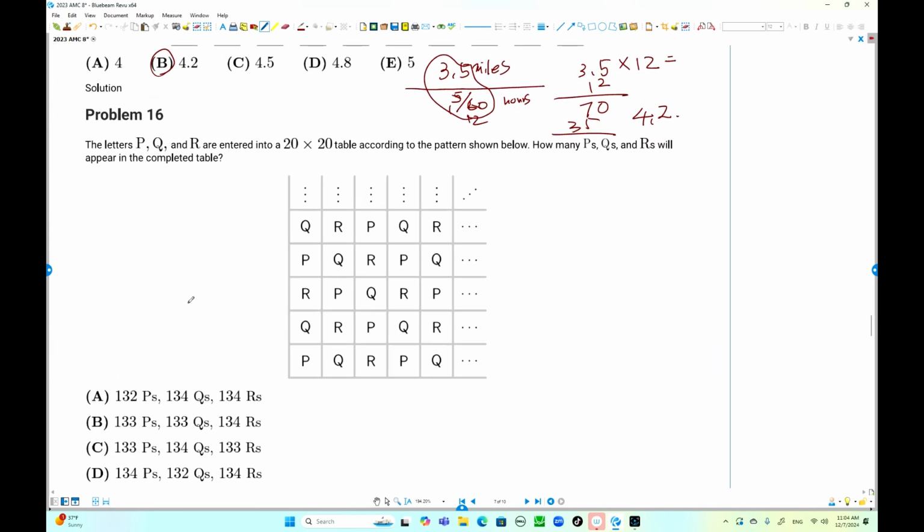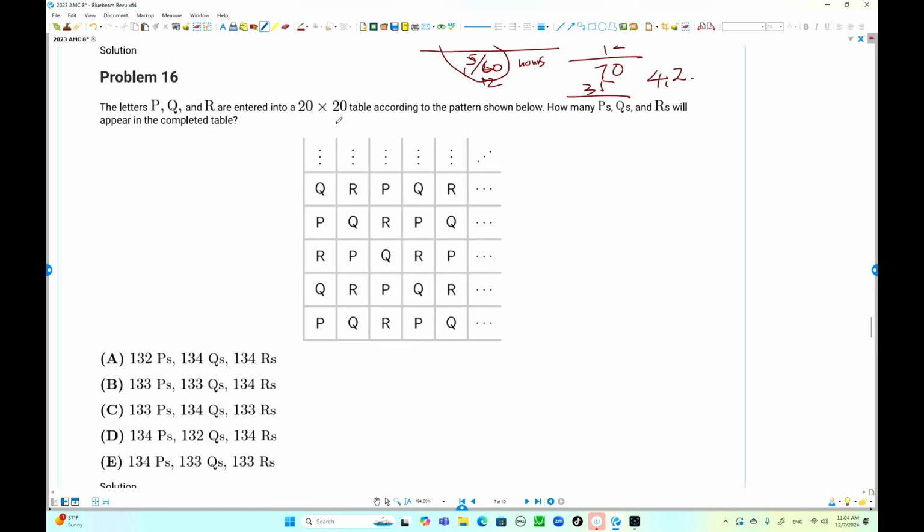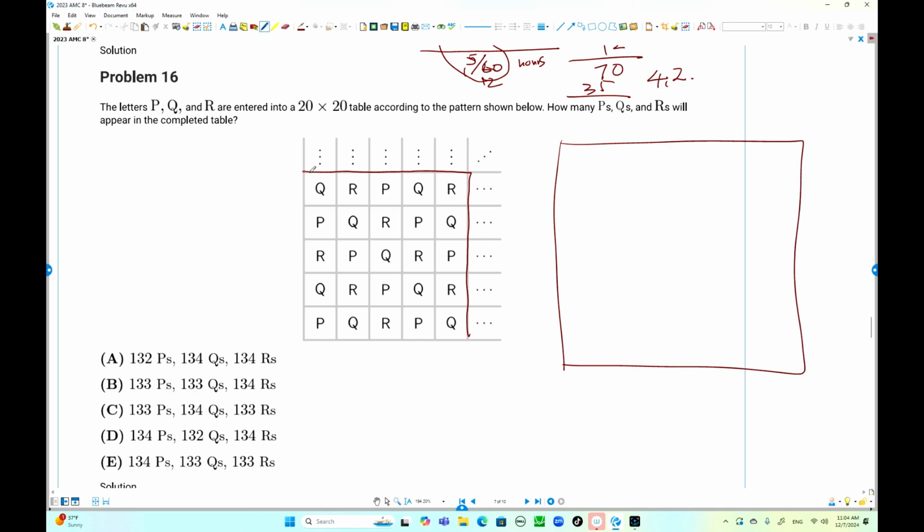Number 16. So we have the letters P, Q, R in a 20 by 20 grid. This is, for example, the pattern, right? But actually, if this is 20 by 20, this is the diagonal, right? Q must be in here, right? Anyway, in the diagonal, the letter Q must be on this diagonal. That's the pattern, right? Okay. Out of this 20 by 20, how many P's and Q's and R's are there?